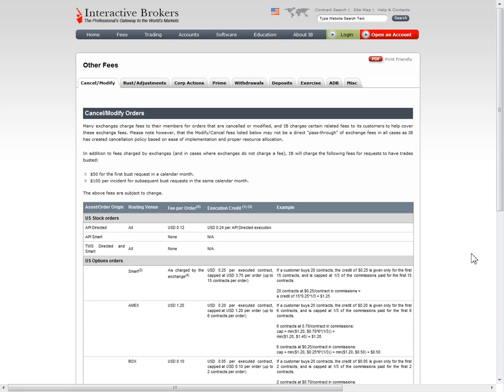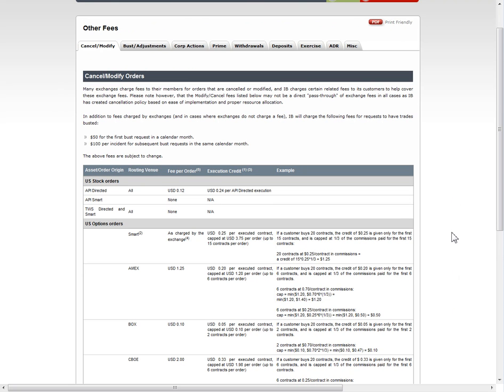I have a couple questions about Interactive Brokers and their fees. First one deals with cancel modify order fees. So if you cancel an order or you modify an order, you pay a fee. Actually, it used to be that way. It looks like they've changed it and there is no longer any fee.